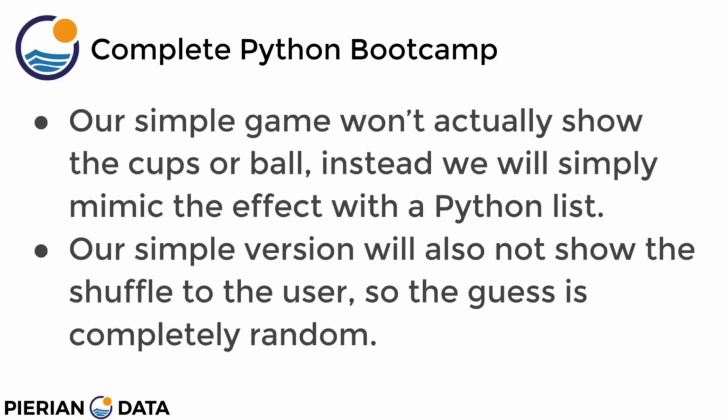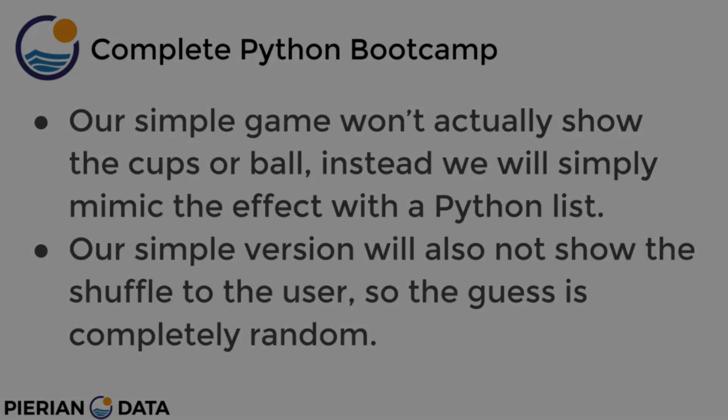So our very simple game won't actually show the cups or ball. Instead, we're going to mimic this with a Python list. It's going to be a Python list with 2 empty strings and then 1 string that has just a capital O, which will be our ball. Our simple version will also not show the shuffling to the user, so the guess for the user will just be completely random. Our main focus here is to show you how multiple functions can end up interacting with each other and returning objects to each other.